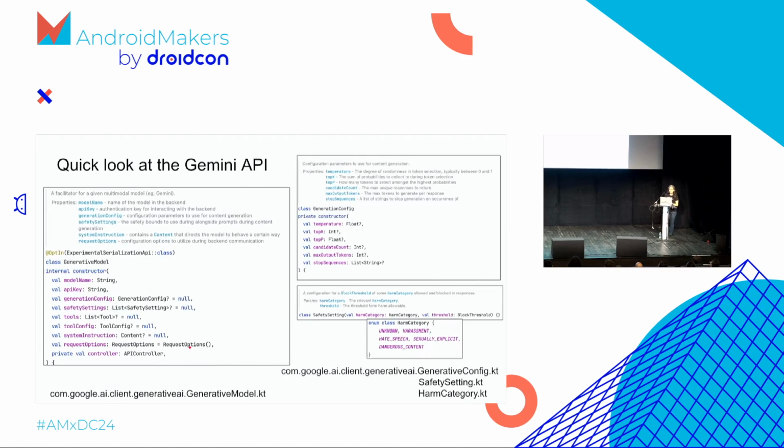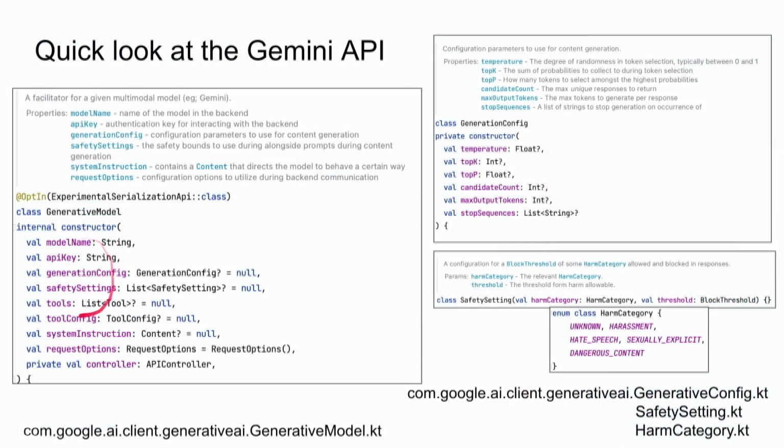And let's take a really quick look at the API. This is the class that you have to pass when you're asking a prompt. So these are actually all the parameters. The main ones, of course, are the model name and your API key, and then you have this generation config where you have several parameters.